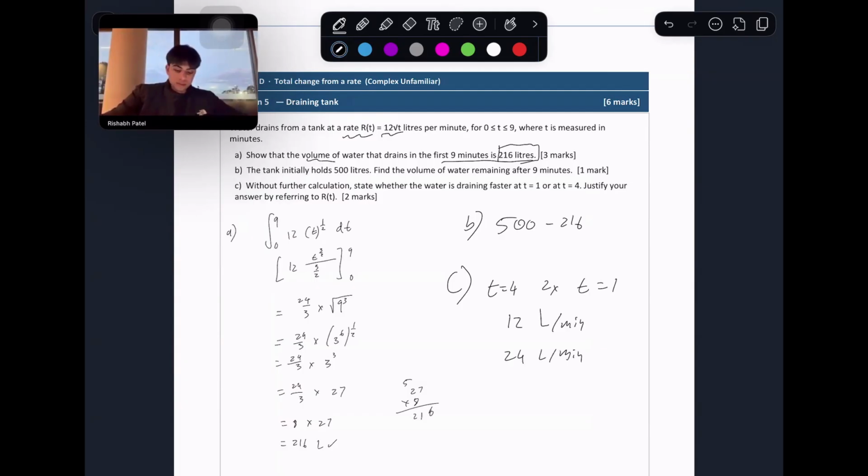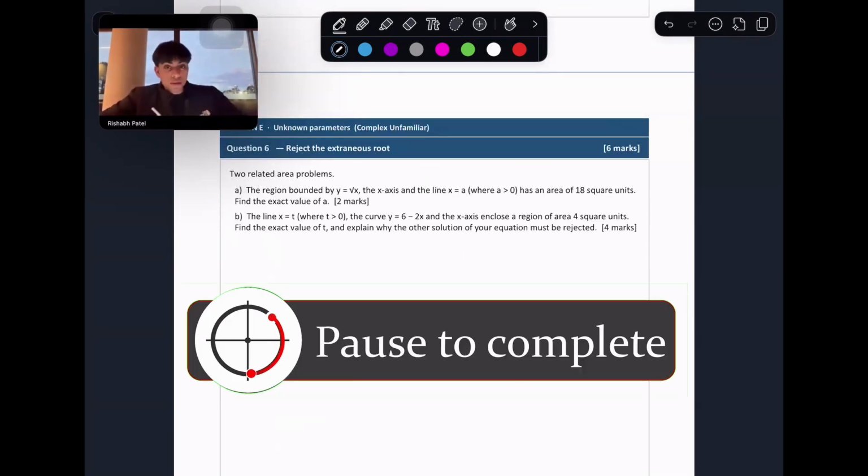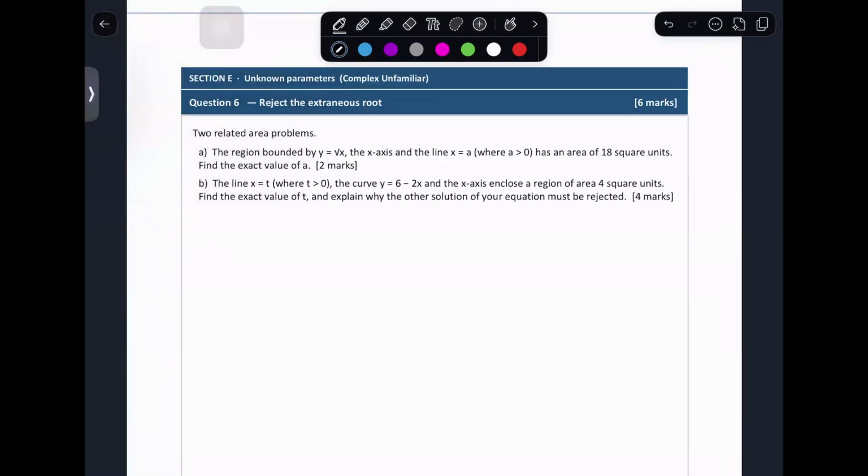Liters per minute. But yeah, it's faster at t equals 4. And I'll give you guys a moment to actually go ahead and do this. When you find these type of questions with the variables, that's when we get into the CU type of territory, where we're trying to find the region bound between y equals square root of x, and the line x equals a.